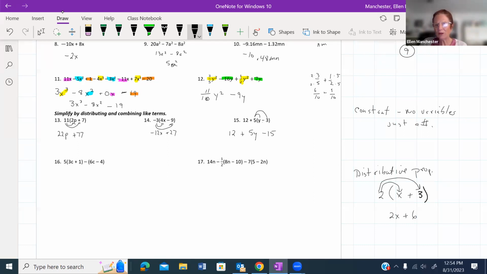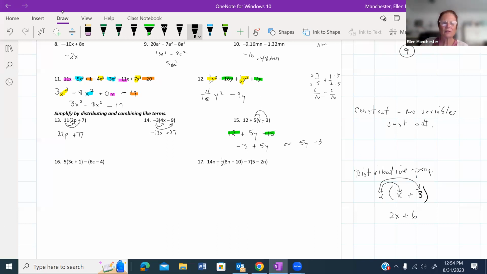And now the 12 comes into play. Now we have combining like terms, right? We're going to combine our two constants. So 12 minus 15 is a -3 plus 5y. Okay, or you can rewrite it. It doesn't matter which order you write it in. Just make sure you carry the sign with the 3.